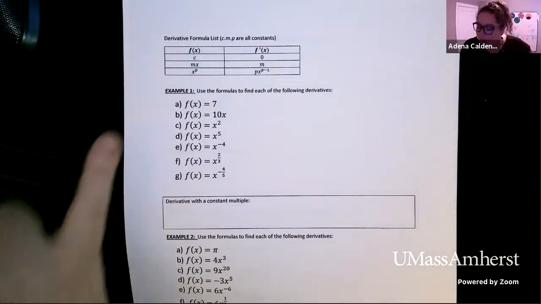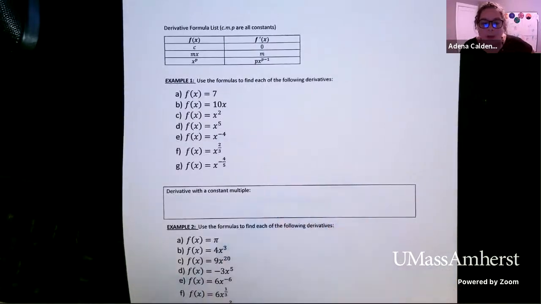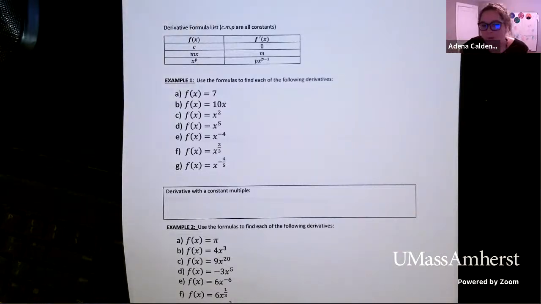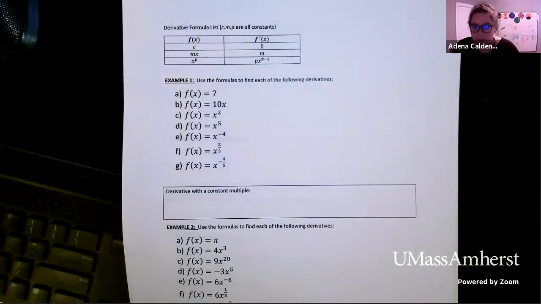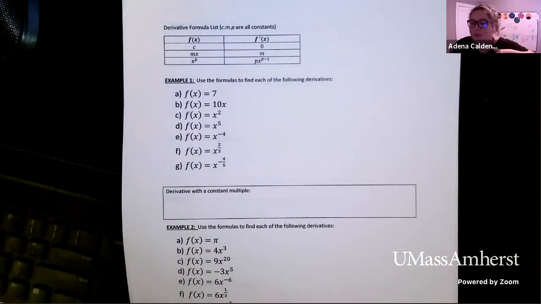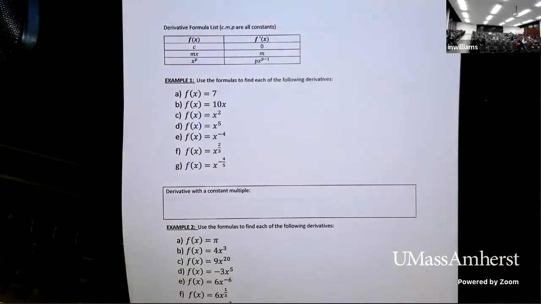So the power will come down in front, and then we subtract 1 from the power. Okay, so what I'm going to have you do is try a through g. Here's a bunch of terms where we can practice these 3 rules and see how we might apply them. I want to caution you for E, F, and G to be extra careful when you are subtracting 1 from the power. Because if you have a negative power or a fraction or a negative fraction, you just have to be extra careful and remember what happens to that number when you subtract 1.